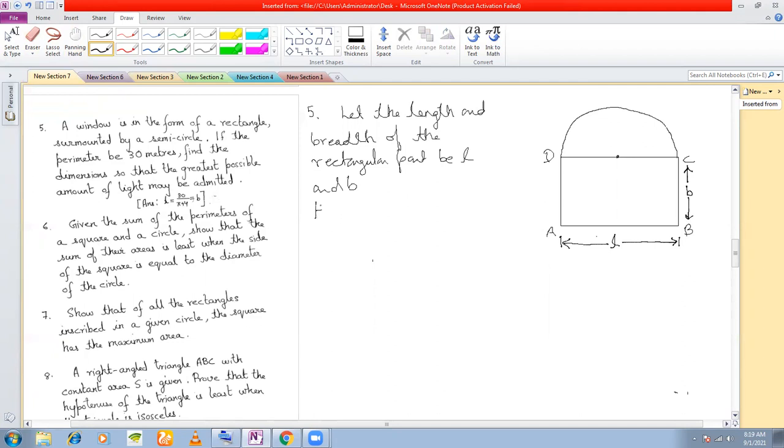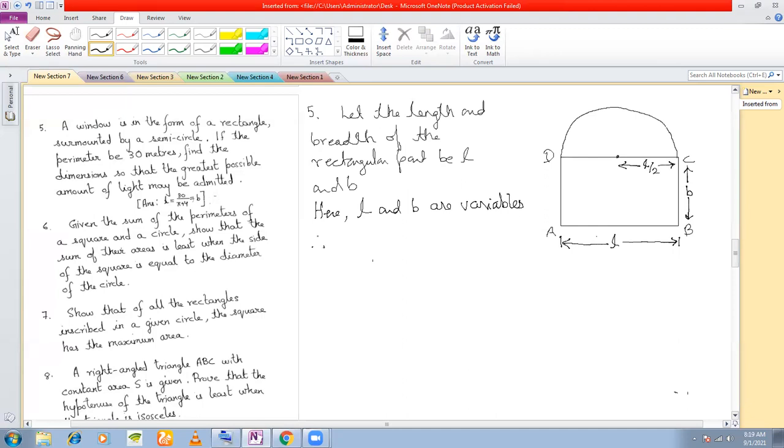So here, what should be L and B? L and B are variables. We need to find such the value of length and breadth L and B that the area of this window is maximum. That is, it allows maximum possible amount of light. Okay. Now L and B are variables. Now see, if this is L, then what should be the radius of the semicircle? L by 2, right? This is the radius of the semicircle.